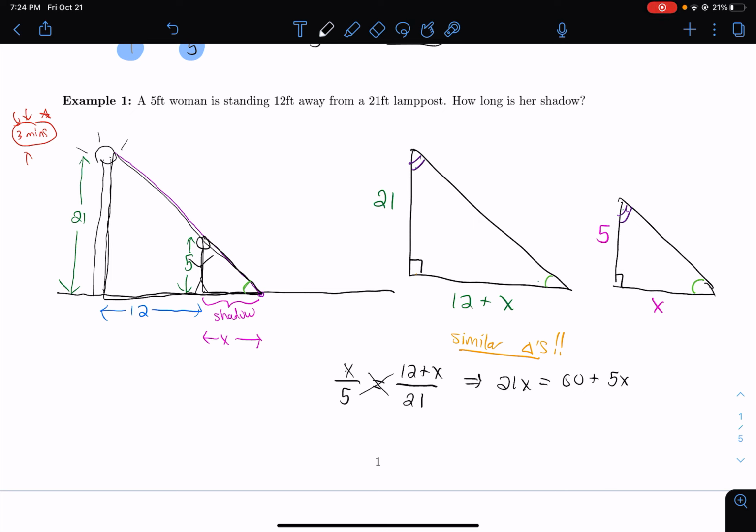Subtracting 5x, I get 16x equals 60. Dividing by 16, I get x equals 60 over 16. I can simplify by dividing the top and the bottom by 4 to get 15 over 4. That's the length. I just need units, and the units here are feet. So that is the length of the person's shadow: 15 over 4 feet.